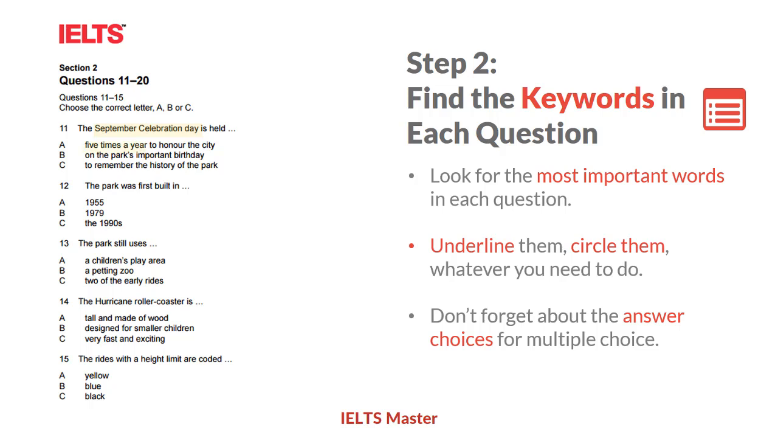Okay, first, we have 5 times a year. This to me is a keyword. Whenever I see a number, I go, ooh, a number. I like numbers because they're easy to listen for. Next, on the park's important birthday. For me, birthday is the keyword in this answer. I'm going to be listening for birthday. Is it on the birthday or is it not on the birthday?